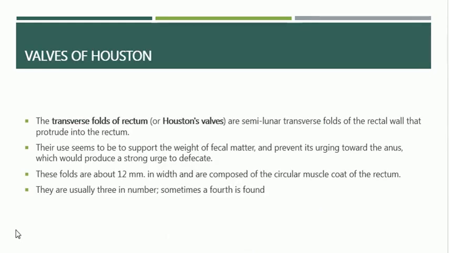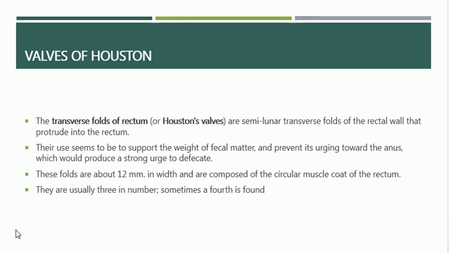Another aspect of the surgical gross anatomy of the rectum is the valves of Houston. The rectum has valves of Houston. When we do proctoscopy, sigmoidoscopy, or colonoscopy, when we go inside the rectum, we see these valves of Houston. These are basically transverse folds of the rectum. They are semi-lunar transverse folds of the rectal wall that protrude into the rectum.